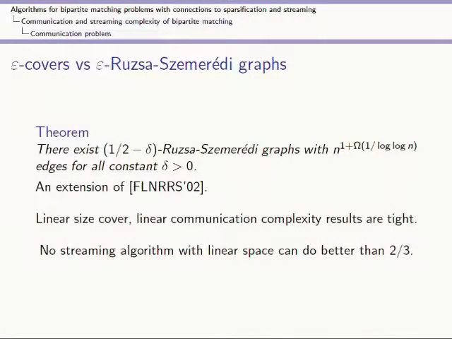Now, furthermore, let me say how we obtain the lower bounds for streaming algorithms and lower bounds for the communication complexity problem. This is done via an extension of a beautiful result by Fischer and others, where they construct epsilon Ruzsa-Szemerédi graphs that have constant epsilon. And they achieve a number of edges n^(1 + Ω(1/log log n)). But their construction works for constant epsilon. And here we extend this construction to work for all epsilon arbitrarily close to 1/2.